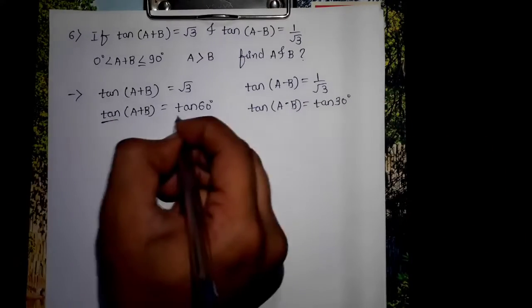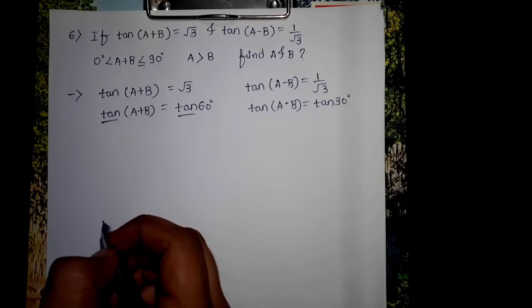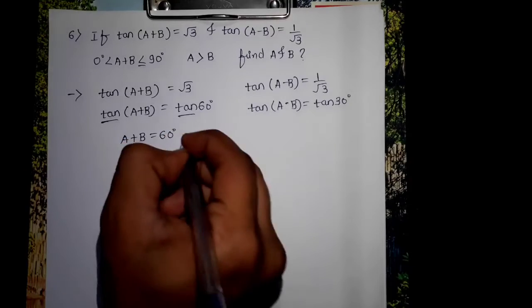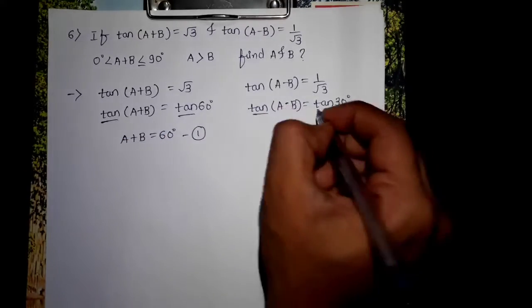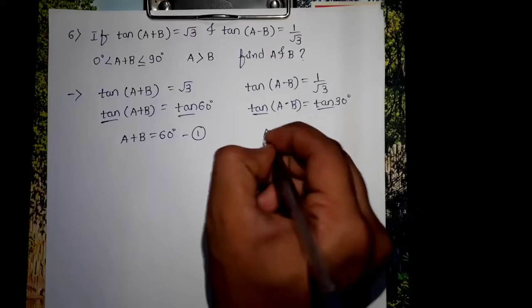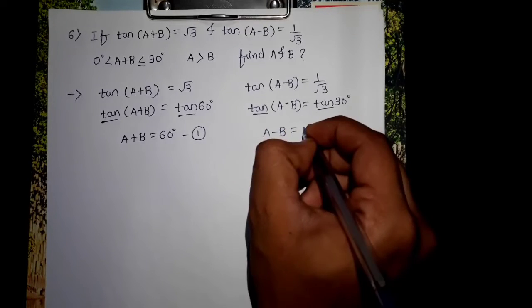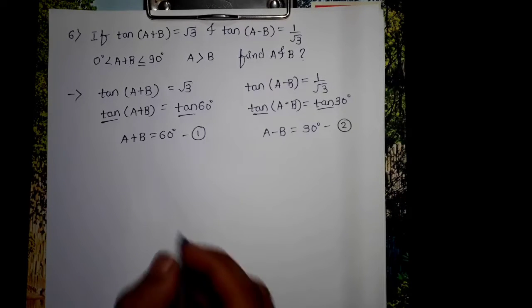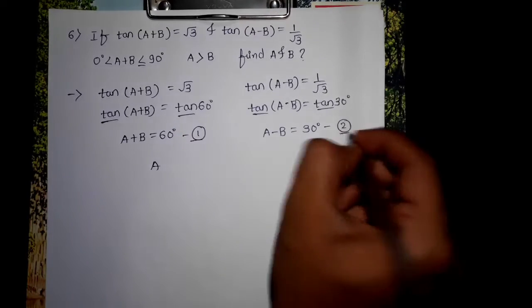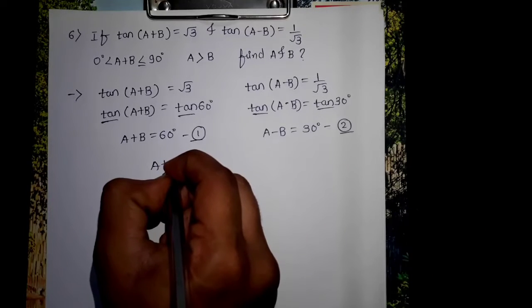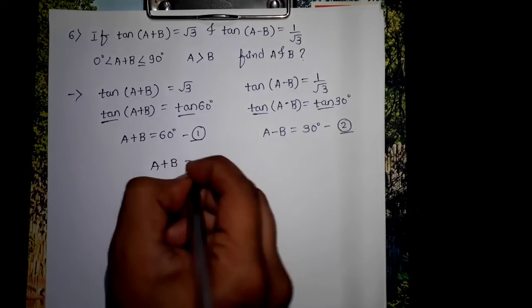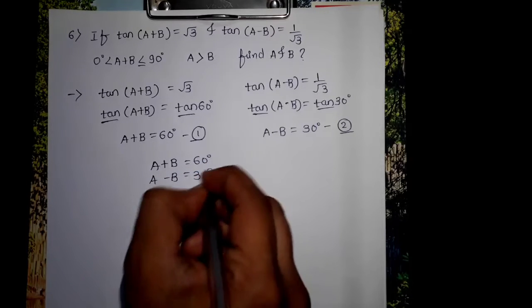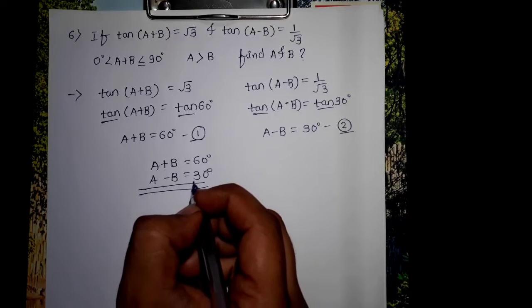Since function is same and a and b are also acute angles, therefore we can take a plus b equal to 60 degree. Take it as equation 1. Similarly, function is same, a and b are acute angles, therefore a minus b equal to, we can take 30 degree. This is equation 2. Now solving equation 1 and equation 2, a plus b is equal to 60 degree, a minus b is equal to 30 degree.